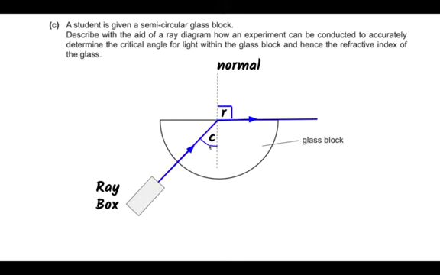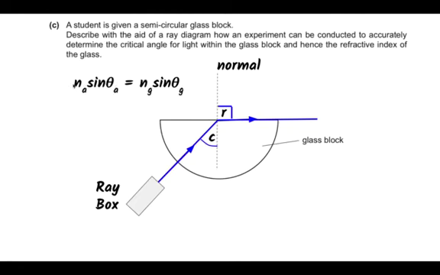You can measure this critical angle from the normal to the ray using a protractor, and then once you have that angle, you can then calculate the refractive index of the glass using Snell's law. So Snell's law is n1 sine theta 1 equals n2 sine theta 2. Let's change subscript 1 to air, and subscript 2 to glass.